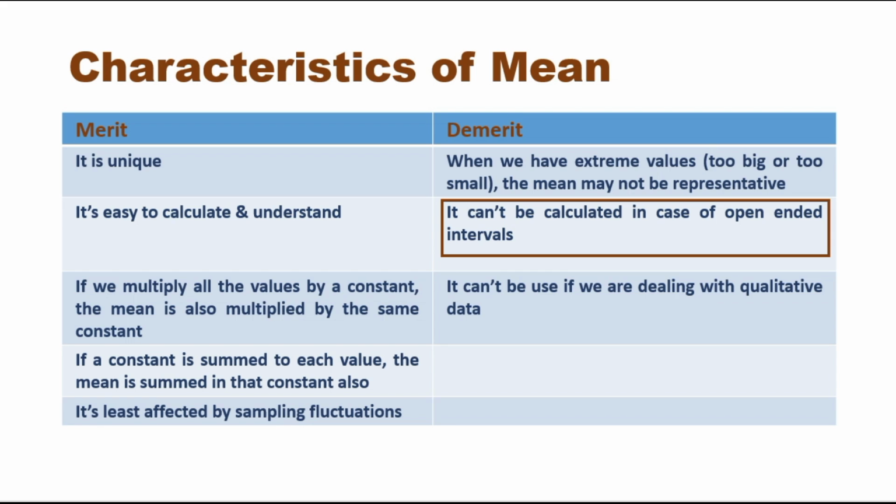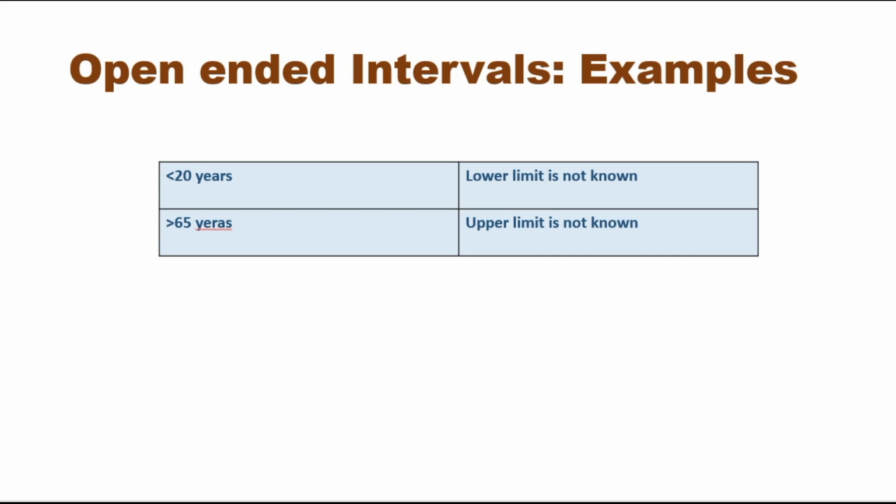Its next demerit is that it cannot be calculated in case of open-ended intervals. Open-ended means when one of the limits of a particular interval is not known, like here, less than 20 years. Here we don't know the lower limit. The upper limit is 20 years, but the lower limit we don't know. So this is an example of an open-ended interval. Similarly, more than 65 years. Here 65 years is the lower limit, but we don't know the upper limit. So in these scenarios, we cannot calculate the mean.